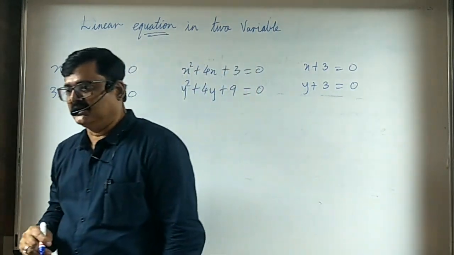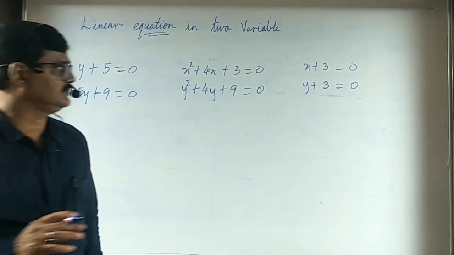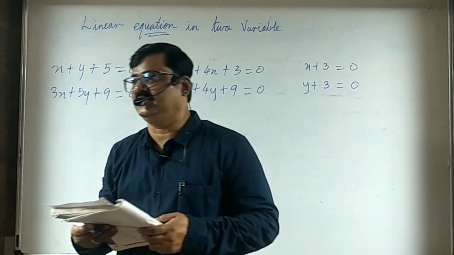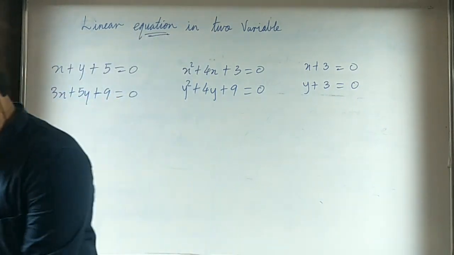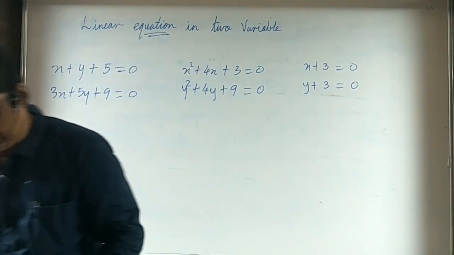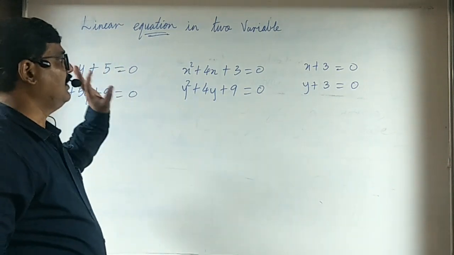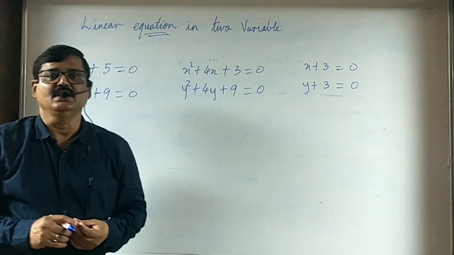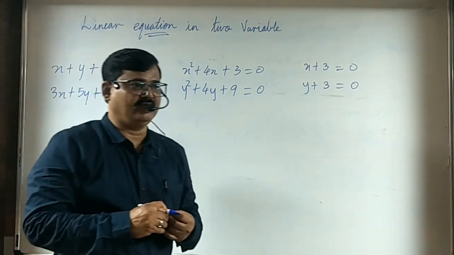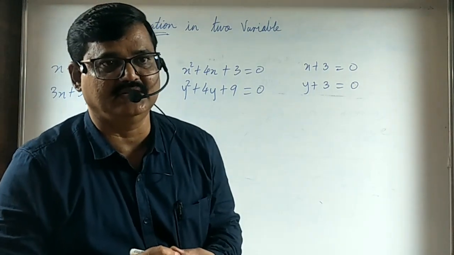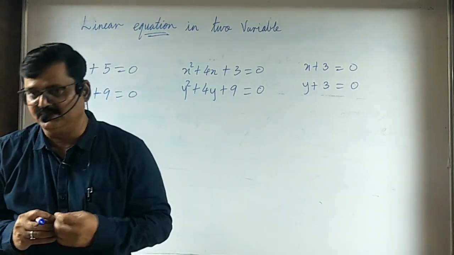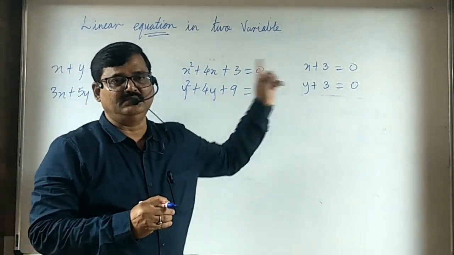Now, these are all equations. Which one is the linear equation? That is what we are going to see in this chapter: how to recognize a linear equation. A linear equation is an equation in which the maximum degree of the variable must be 1. Everybody knows degree means the power of the variable. The degree must be 1.